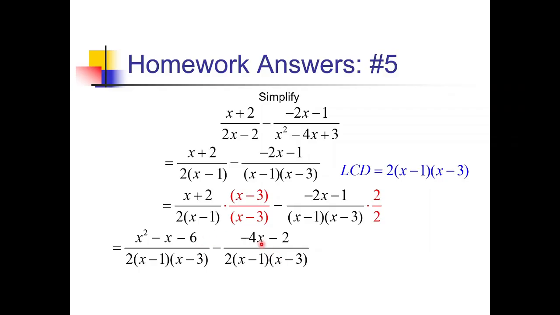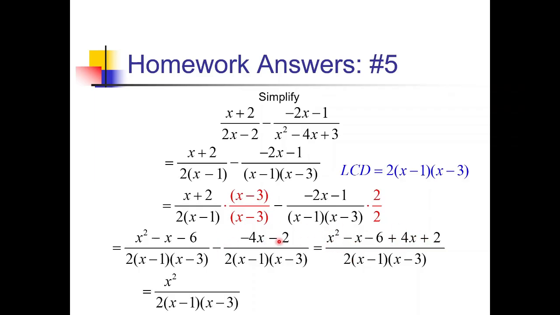I'm going to move these fractions together now since I have the same denominator. When I do that, I'm going to distribute this negative to this second fraction. So I have the x squared minus x minus 6 from the first fraction, and distributing this negative, I now have a plus 4x and a plus 2. Adding all that together, I've got an x squared, negative x and 4x gives us 3x, and then we have a negative 6 and 2 gives us negative 4.